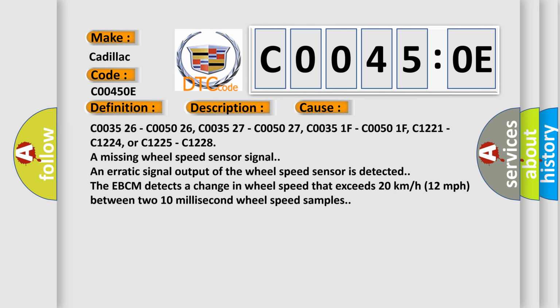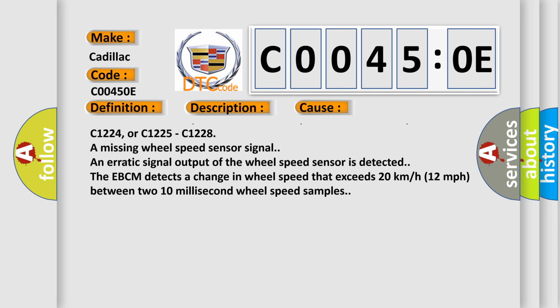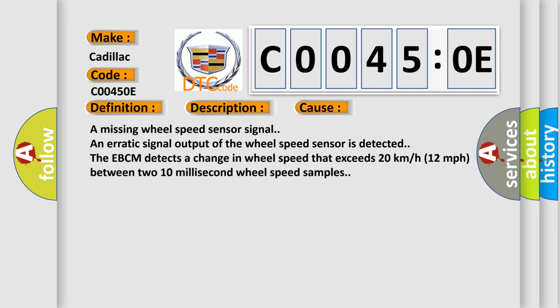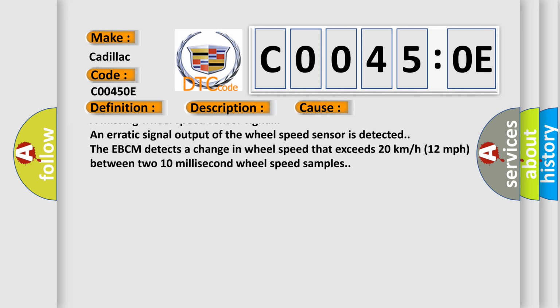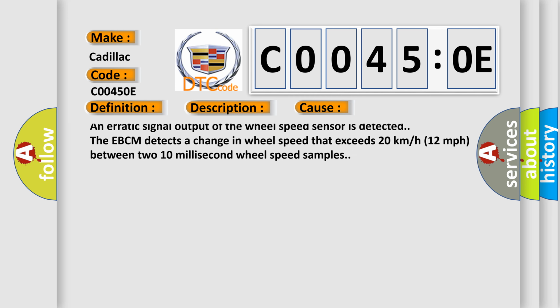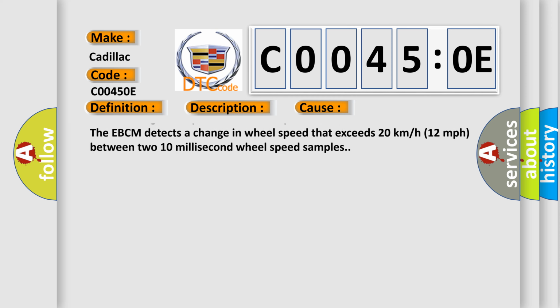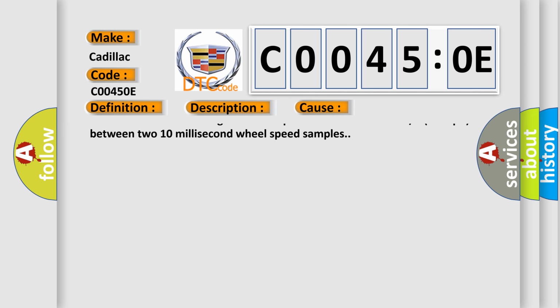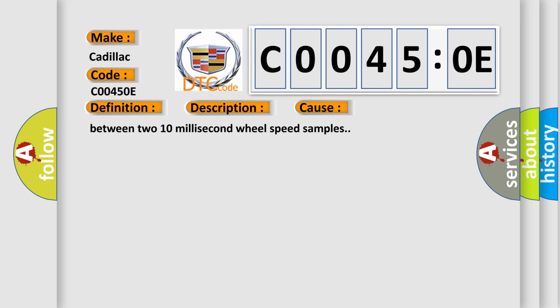C003526, C005026, C003527, C005027, C00351F, C00501F, C1221, C1224, C1225, or C1228. A missing wheel speed sensor signal.